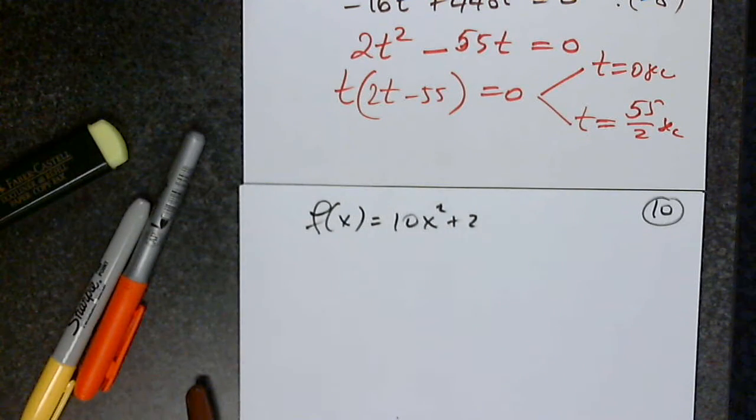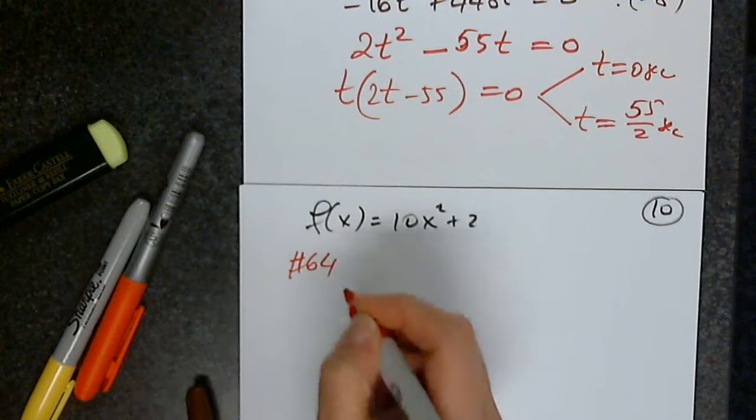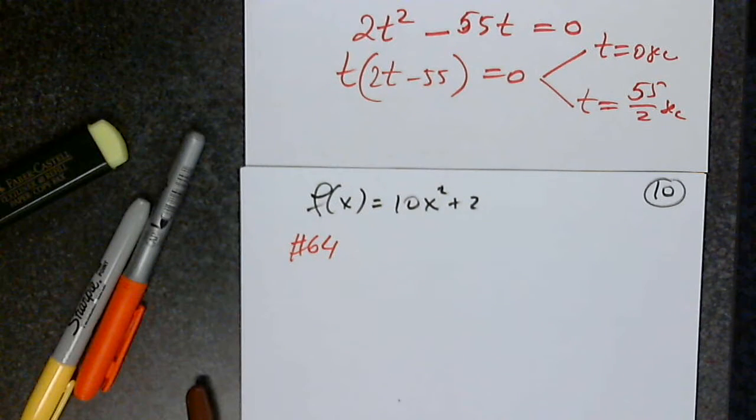64, yes. I was just looking at it. Find two consecutive positive even integers whose product is 440.